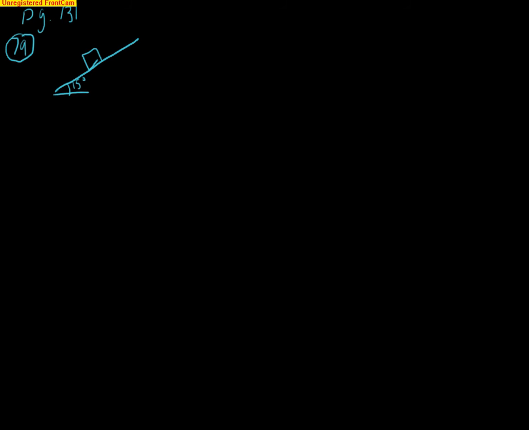Alright, so this says a box is sliding up an incline that makes an angle of 15 degrees with respect to the horizontal. So I've drawn that, I've started that here on the screen. The coefficient of kinetic friction between the box and the surface of the incline is 0.180. So we can record that. Mu k equals 0.180. It also says the initial speed of the box at the bottom of the incline is 1.50 meters per second. So we also know V naught.